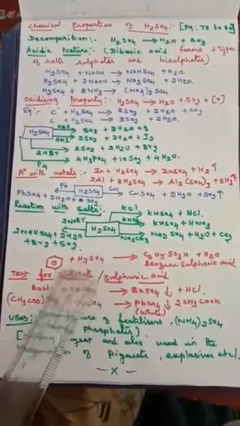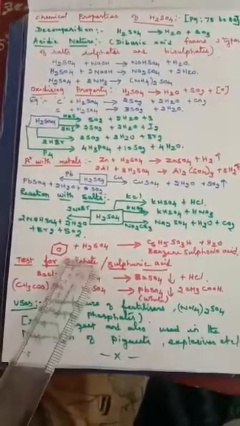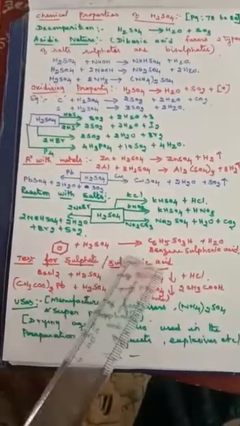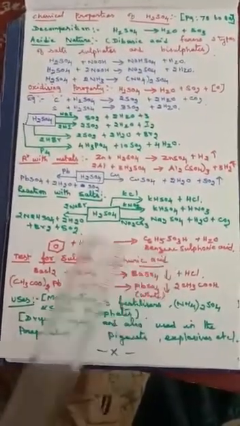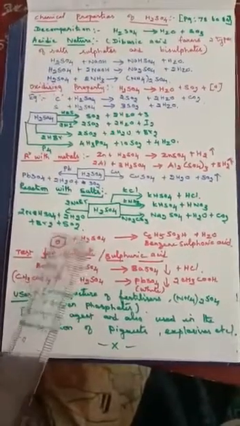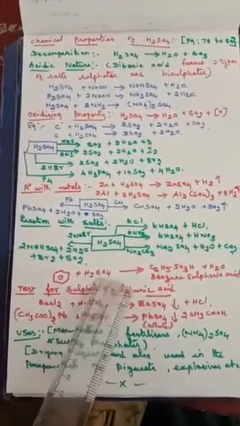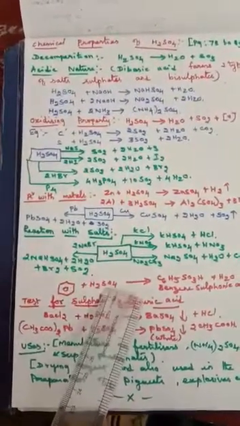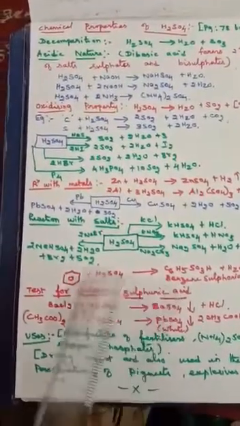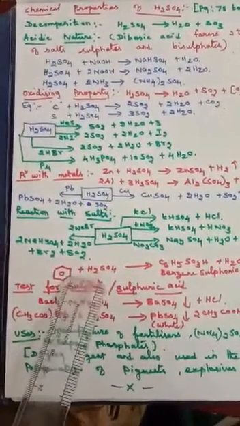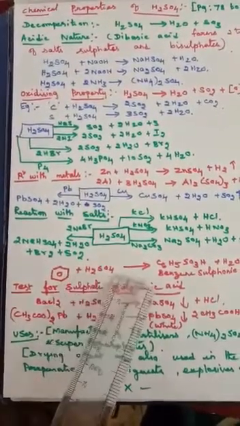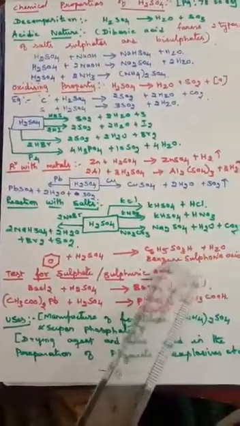And the next reaction is how it reacts with benzene. It reacts with benzene to form benzene sulfonic acid. In your textbook, even the formula of benzene will be given, C6H6, and the equation C6H6 plus H2SO4. In that way, the reaction may be given. But here I have written the structural formula of benzene, and benzene changes into benzene sulfonic acid.